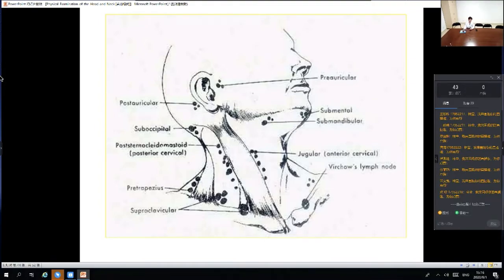Okay, and before going into the detailed sequence for checking these cervical lymph nodes, I would like to introduce Virchow's lymph nodes, often identified in the left supraclavicular region, which is named after a person, Virchow. So this is called Virchow's lymph node.